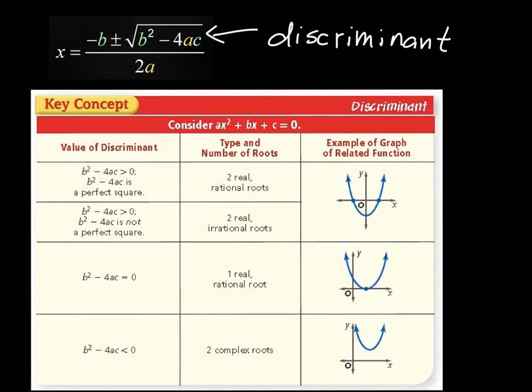I suspect that the reason that the value under the radical sign is called the discriminant is because it helps us to discriminate what type of answers we will get. If our discriminant is positive, we're going to get 2 real roots. If it's positive and a perfect square, we get 2 rational roots. If it's positive but not a perfect square, we get 2 real but irrational roots. If it equals 0, we saw that we get 1 real rational root, and if it's negative, we'll get 2 complex roots.